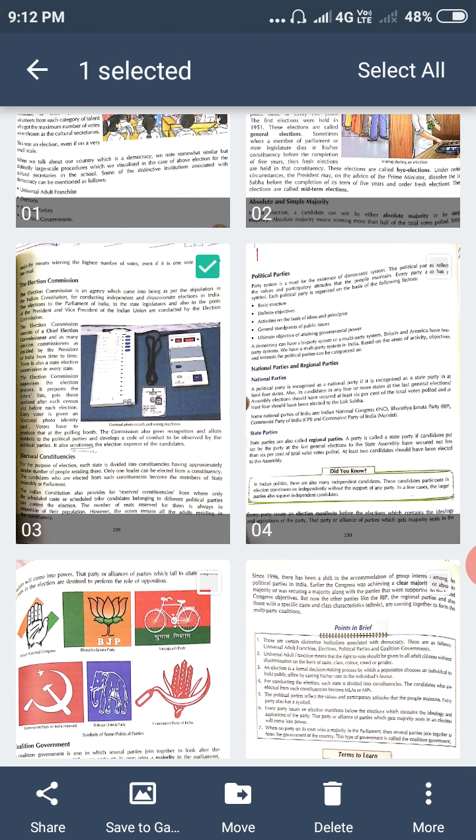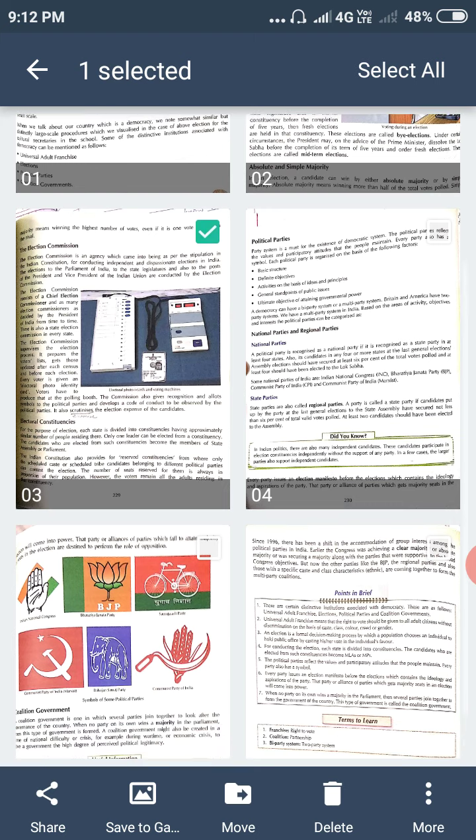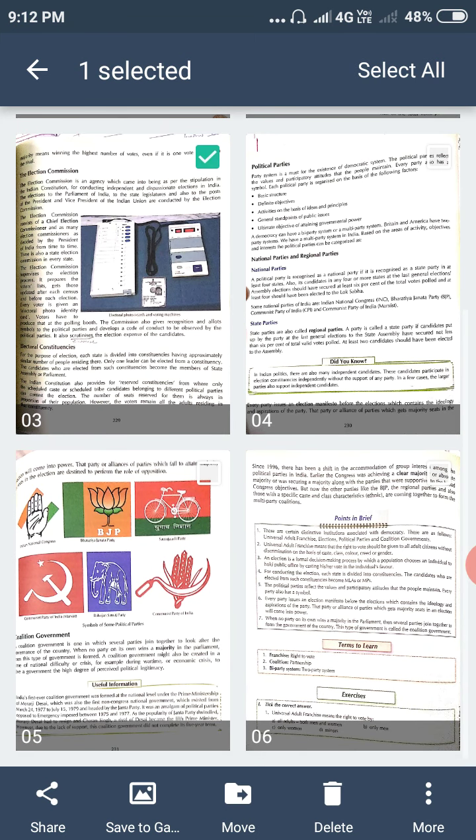Third condition is that at least 4 candidates of that party have been elected in the Lok Sabha. उनमें से at least 4 candidates लोकसभा में elect हुए हों, तो in that case that party can be called a national party. Now next is state party. Now state parties are also called regional parties.